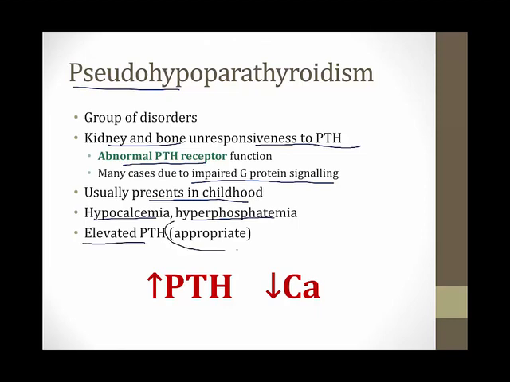Now, this is an appropriate elevation to low calcium. Parathyroid hormone levels are rising, trying to correct the hypocalcemia, but they are unable to correct it because the kidneys are unresponsive, and thus calcium is being lost in the urine. Therefore, in serum testing, what you see is a high parathyroid hormone level and a low serum calcium level.